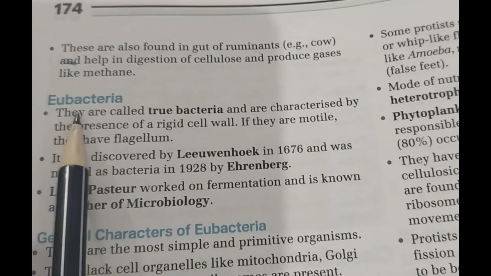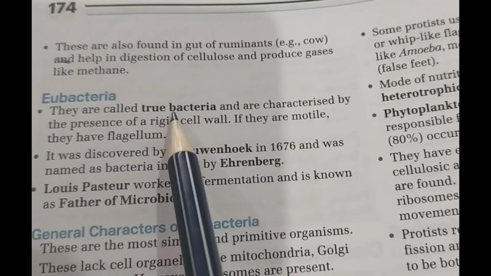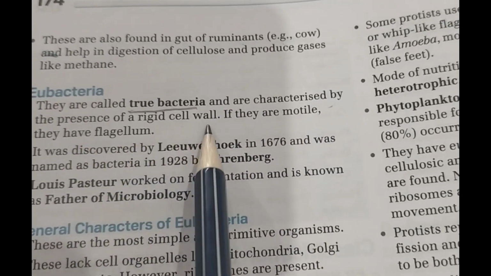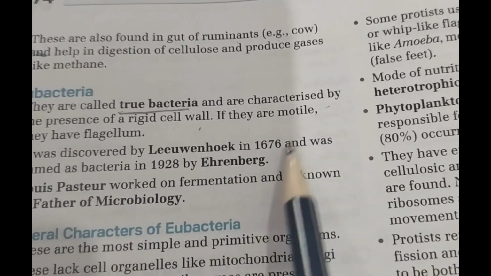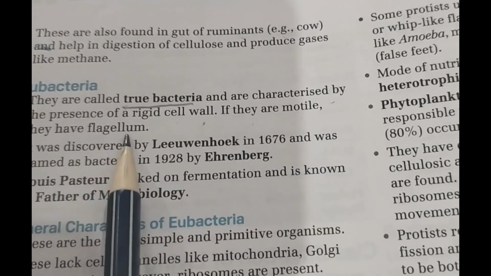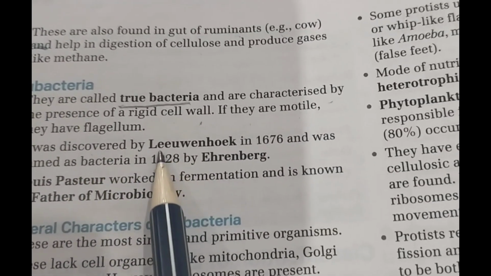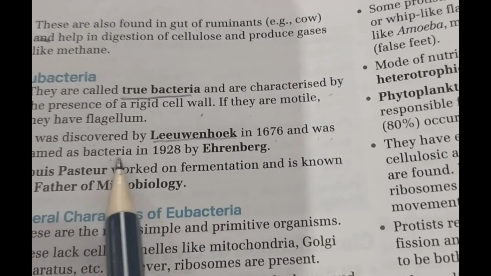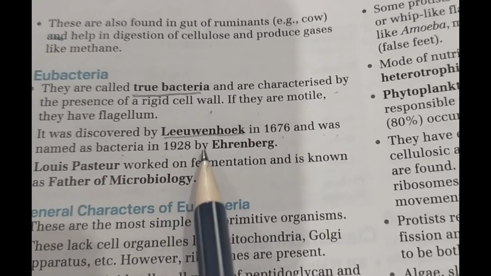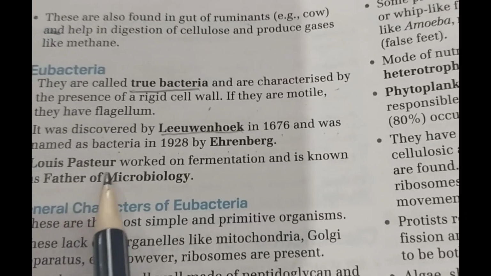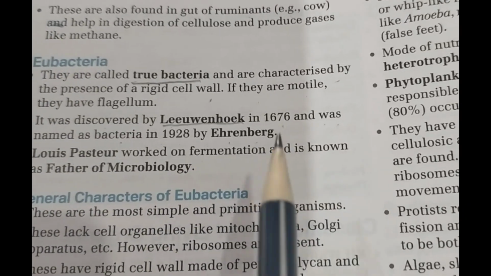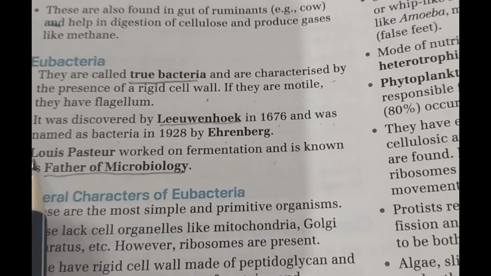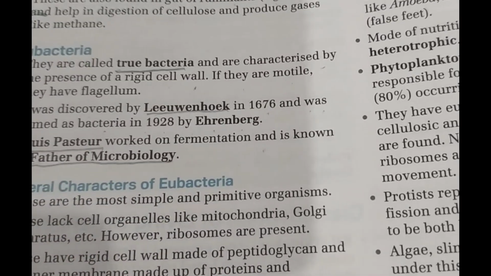Next is eubacteria. They are called true bacteria and are characterized by the presence of a rigid cell wall. If they are motile, they have flagella. It was discovered by Leeuwenhoek in 1676 and was named as bacteria in 1828 by Ehrenberg. Louis Pasteur worked on fermentation and is known as father of microbiology. Important question. Who is known as father of microbiology? It's Louis Pasteur.